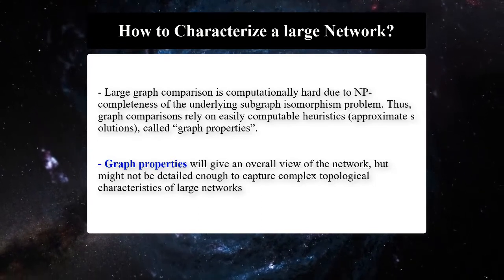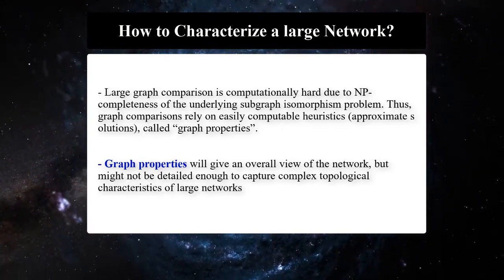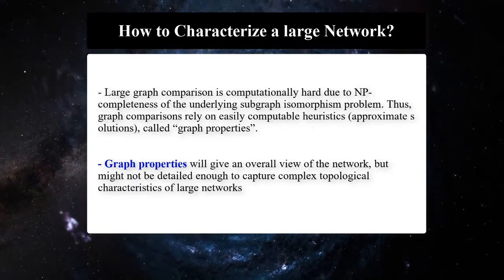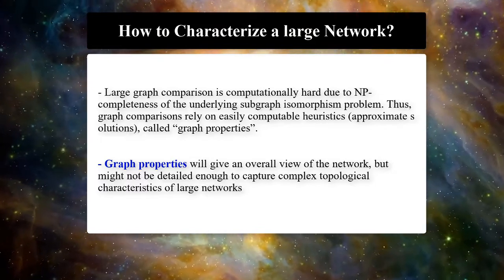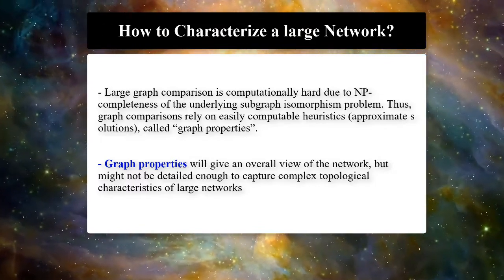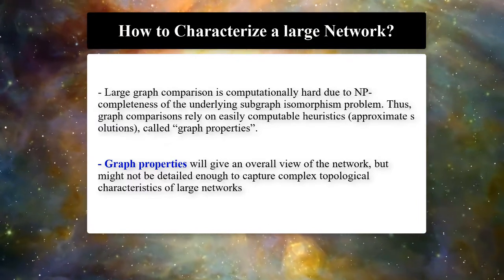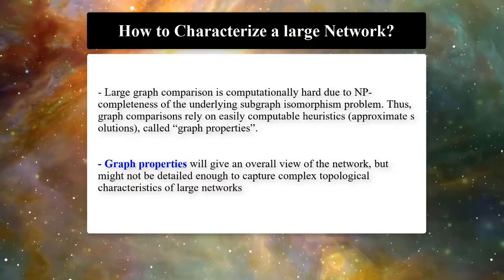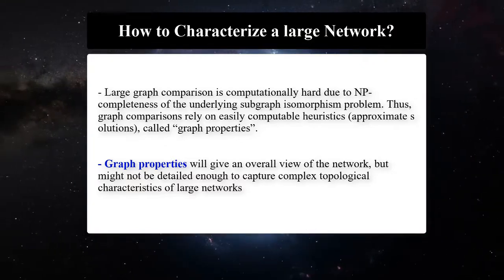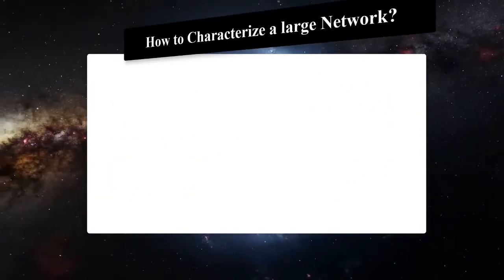Real-world graphs often span a large number of nodes and interactions between them. Large graph comparisons are usually computationally hard due to the NP-completeness of the underlying subgraph isomorphism problem. Thus, graph comparisons rely on easily computable heuristics called graph properties. Graph properties will give an overall view of the network but might not be detailed enough to capture complex topological characteristics of large networks.